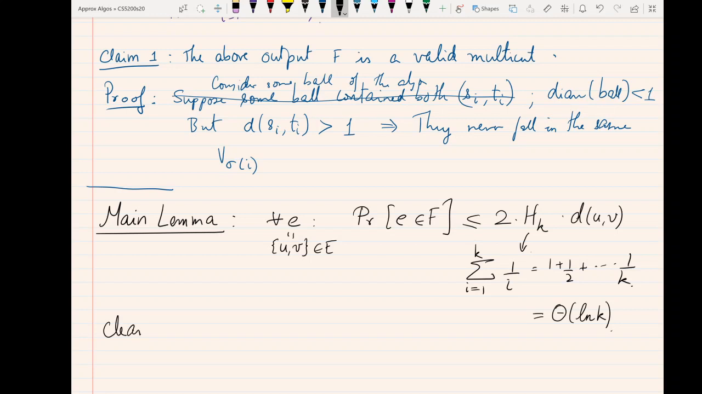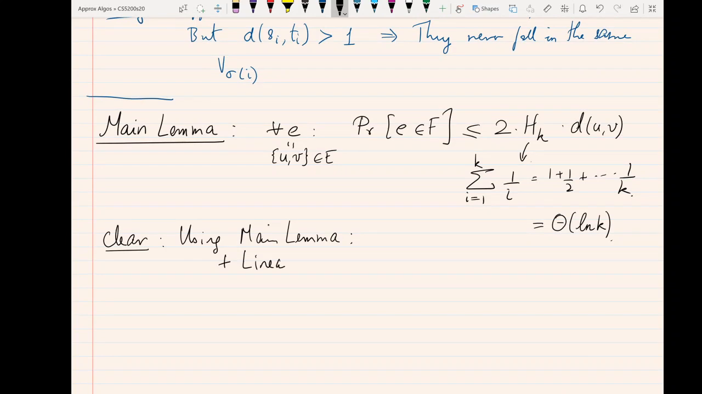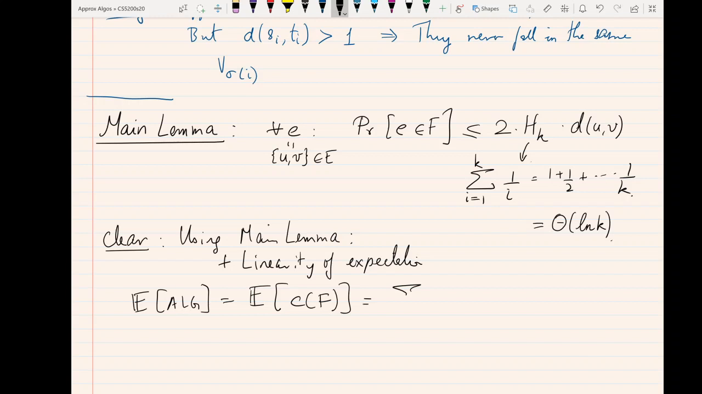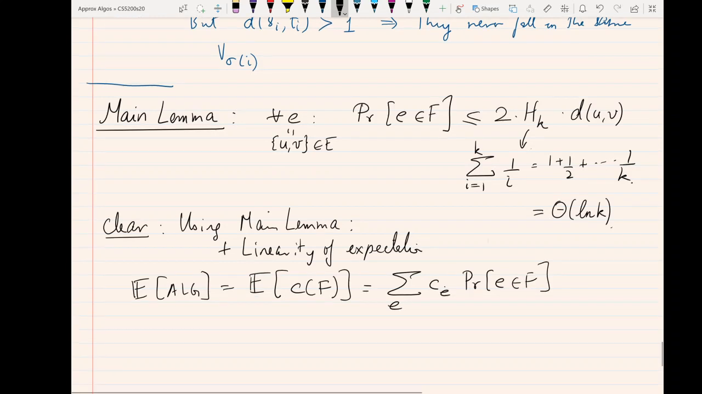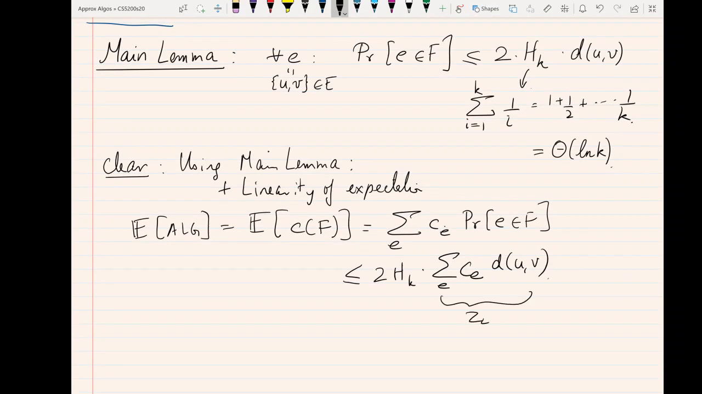And it should be clear at this point, using the main lemma plus linearity of expectation, that the expected value of the algorithm, or the performance of it, is the expected value of the cost of edges f, which is the summation over all edges of the cost times the probability that it is cut, which we know is less than 2 times the summation over e equals uv of the cost times the harmonic number, and this is the LP, so we get a log k approximation.